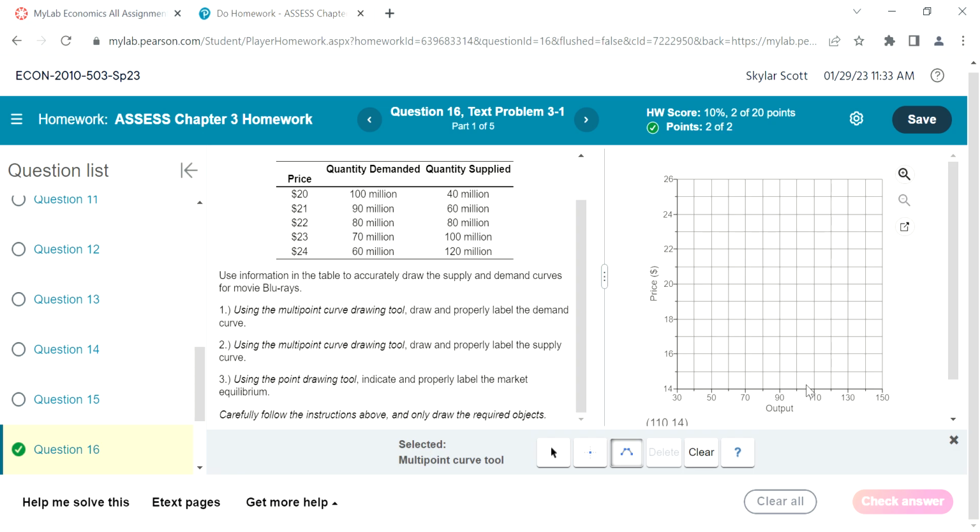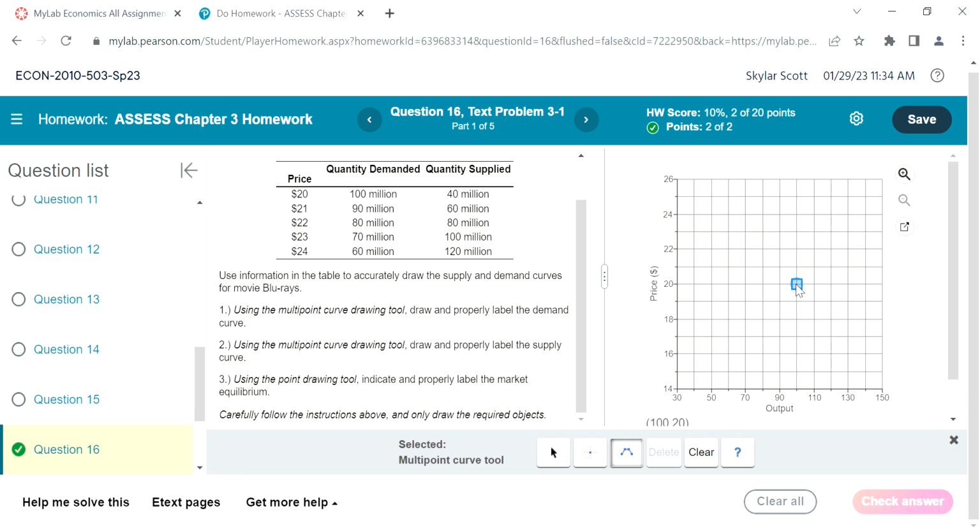First, we're going to look at the price of $20. At $20, quantity demanded is 100 million. So we'll go here on our y-axis to $20 and go all the way out to 100 million. You'll see in the left corner that the coordinates are pointed out for you there to additionally assist to ensure you're at the right coordinates. So we're at 100 million quantity demanded at the price of $20.